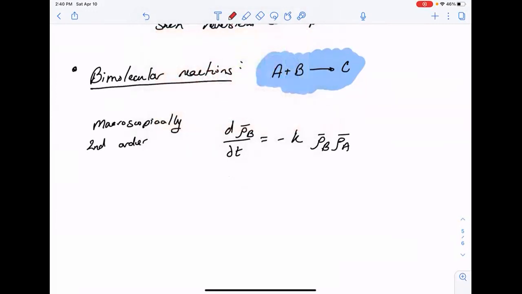Probabilistically, while in first order kinetics, the rate constant can be interpreted as the probability of a reaction occurring per unit time. Here, the factor k times rho B has the same interpretation. So the product of k and rho B is a probability to react per unit time.